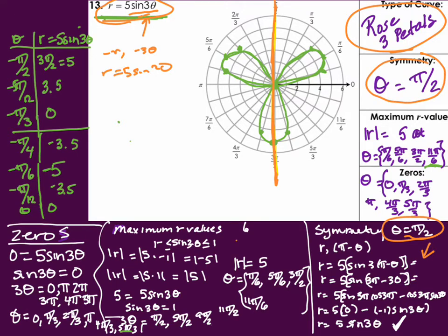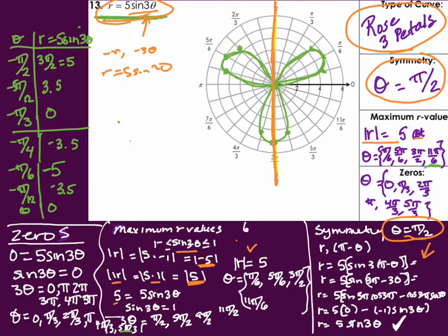Finding the maximum r values, we set sine 3 theta equal to 1 and -1. So I get r equals 5 times -1, or negative 5, and if I do it times +1, I get 5. So I know that the absolute value of r equals 5. So I have to find my angles.